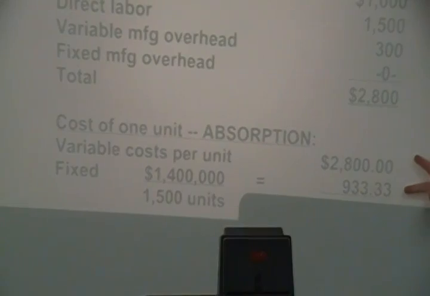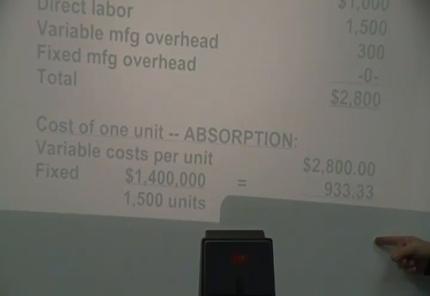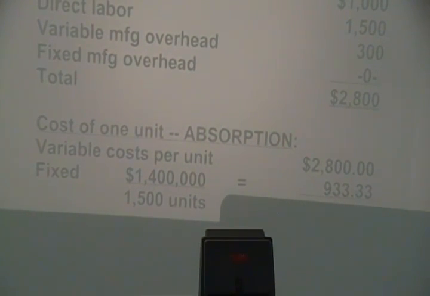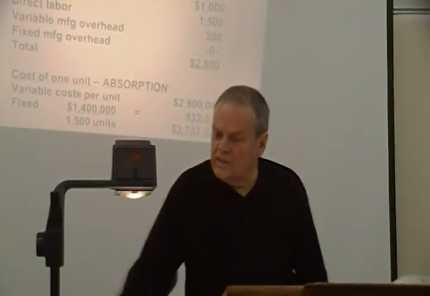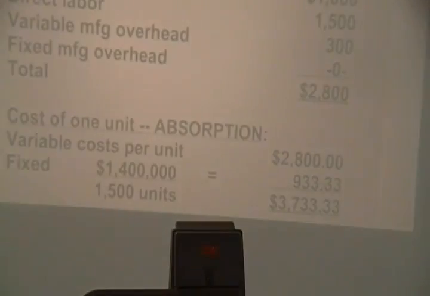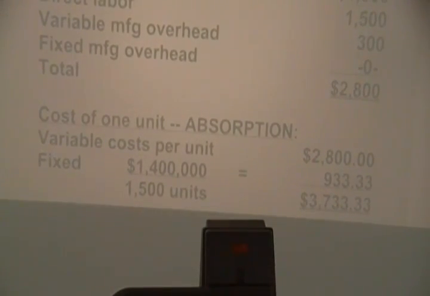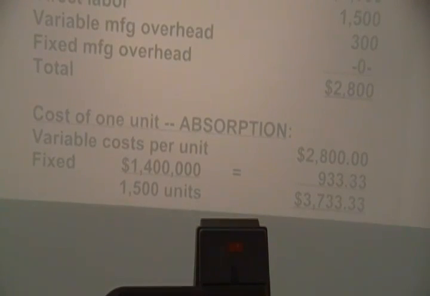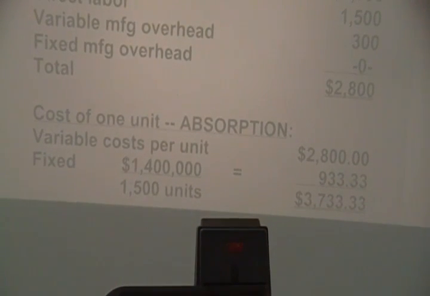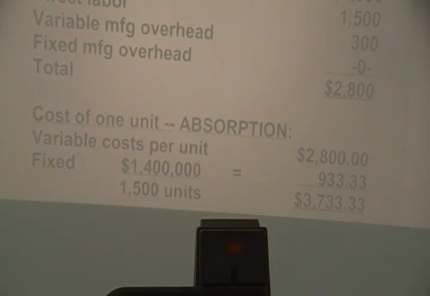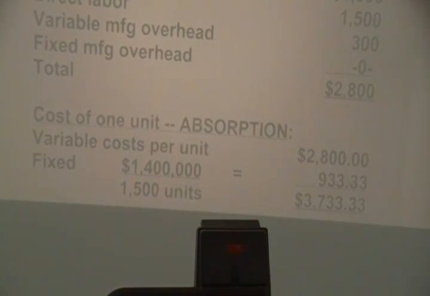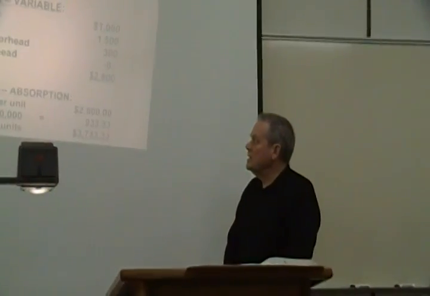So this sum is 3,733, Toby. It cost us $3,733 to produce one unit using absorption costing, all the costs we incurred. It's one lesson all week long: the difference in fixed and variable cost, how they behave, and how we treat them because of the way they behave.